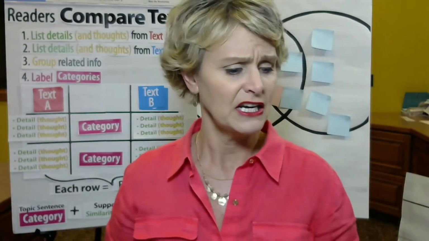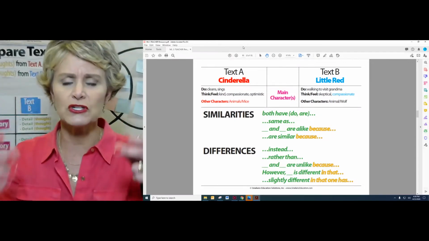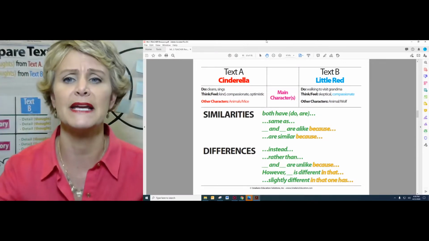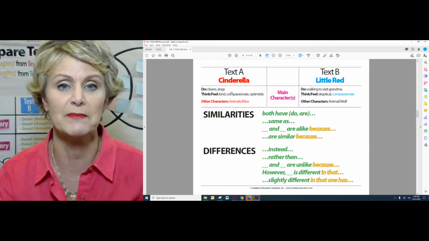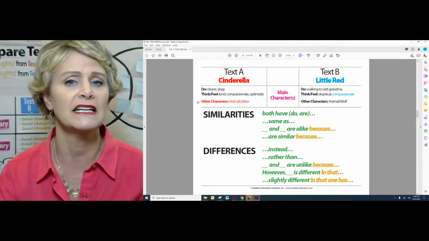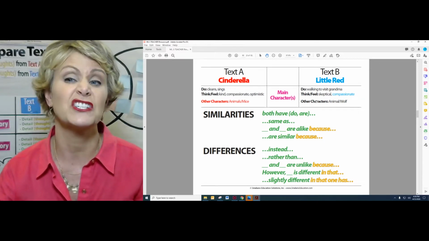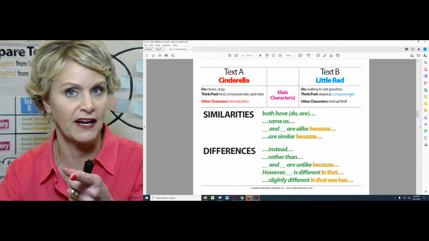Okay, so let me kind of show you what this would look like. And I'm just going to use Cinderella and Little Red from our previous lessons, okay? And so we already know these stories. We already collected some information about the main characters. Remember, we did this. Cinderella sings and cleans, and she's compassionate and kind. And Little Red is walking to visit her grandma, and she's skeptical, but she's also compassionate, right?